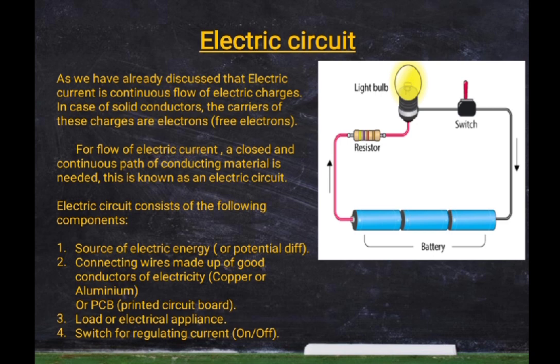An electric circuit consists of the following basic components. First, a source of electric energy or potential difference, without which the electric charges will not flow or the electric current will not flow. Second, connecting wires made up of good conductors of electricity. They can either be of copper or aluminium, which are widely used, or in electronic components, printed circuit boards or PCBs are used. Then the third is the load or electrical appliance for which we have set up this particular circuit, and for switching that appliance on and off we need a switch.